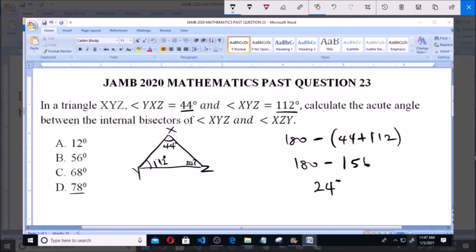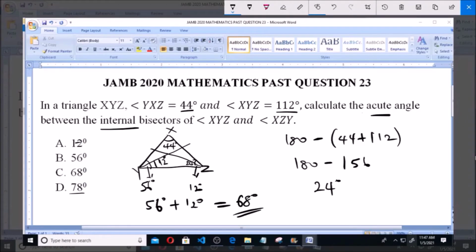Now the question says we should calculate the acute angle between the internal bisector of angle XYZ and angle XZY. So let's bisect this angle like this, and also bisect this angle like this. It simply means we are dividing these two angles into two. Angle 112 degrees here will become 56 degrees, which is this part, and then this 24 degrees bisected into two will give us 12 degrees. Now the acute angle between the internal bisectors will be 56 degrees plus 12 degrees, and that is equal to 68 degrees. So the answer to this question is actually option C, 68 degrees.